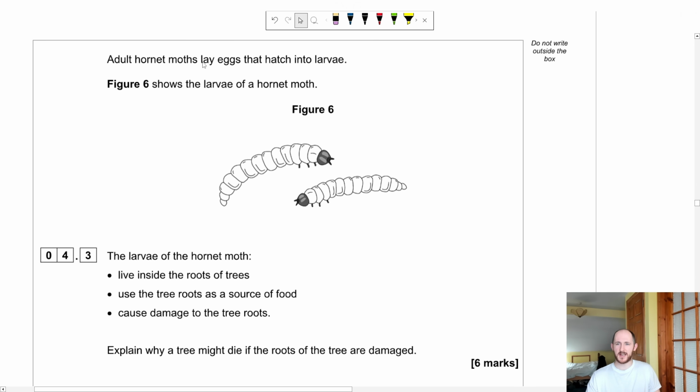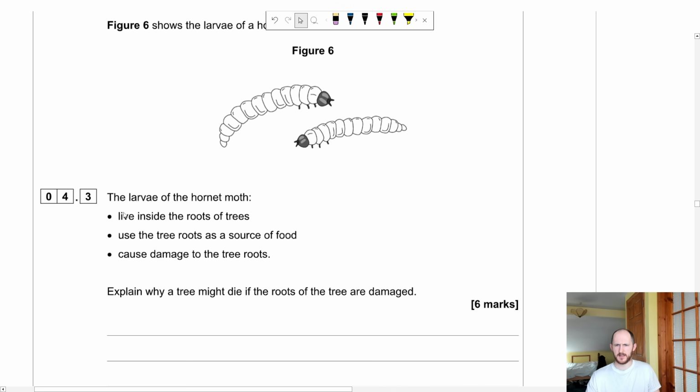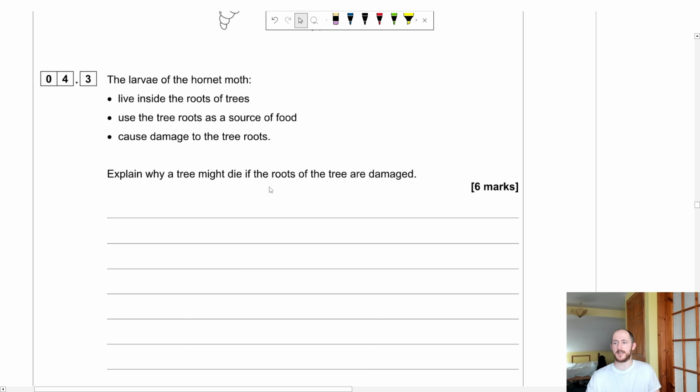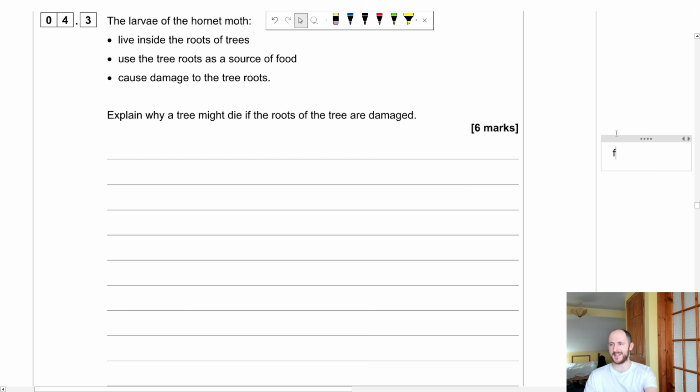Adult hornet moths lay eggs that hatch into larvae. Figure 6 shows the larvae of a hornet moth. Adorable little things, aren't they? They can be found living inside the roots of trees. Okay, use the tree roots as a source of food, cause damage to the tree roots. Explain why a tree might die if the roots are damaged. Okie dokie, 6 marker again.